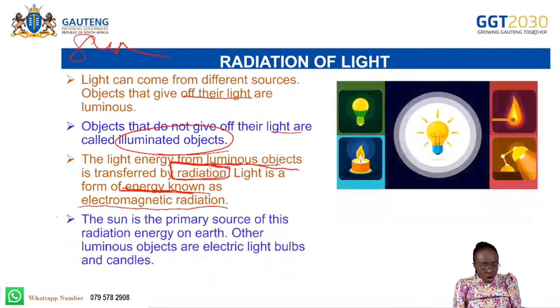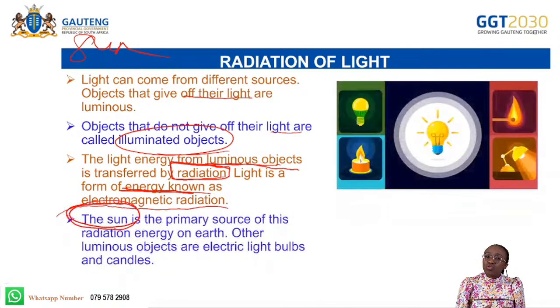Now, we know that the sun is the primary source of the radiation energy that we have on Earth, the energy that is the driving force behind the process of photosynthesis and many other processes. The primary source is the sun, but there are other objects that are also luminous, also capable of emitting light. Examples of these objects are electric light bulbs and candles.